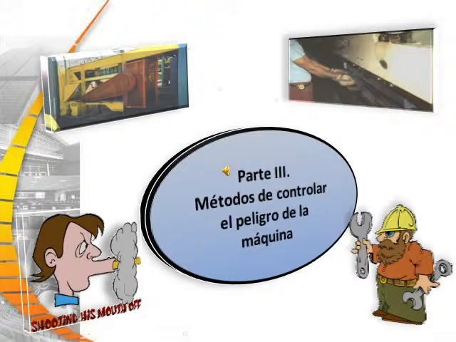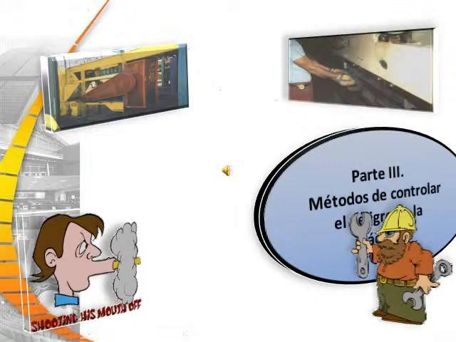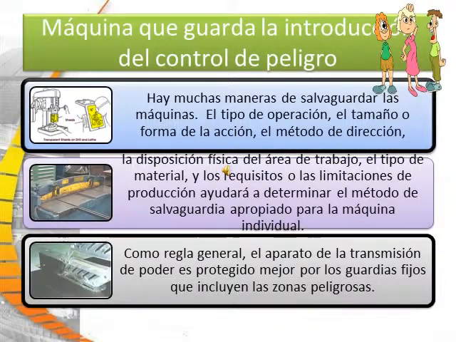Part 3, Methods of Controlling Machine Hazards. There are many types of ways to safeguard machines. The type of operation, the size and shape of the stock, the method of handling, the physical layout of the work area, the type of material, and production requirements or limitations will help determine the appropriate safeguarding method for individual machines. As a general rule, power transmission apparatus is best protected by fixed guards and enclosing the danger area.